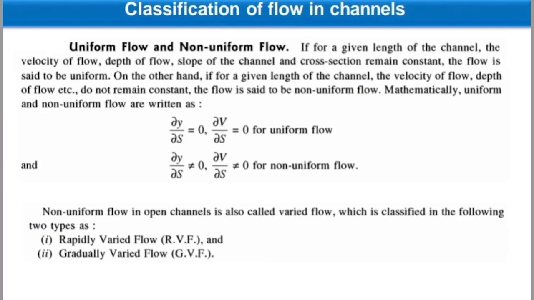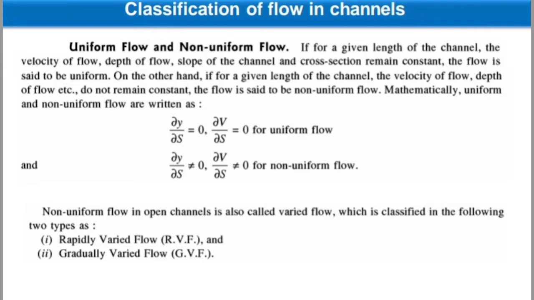Uniform flow and non-uniform flow. If for a given length of channel, the velocity of flow, depth of flow, slope of the channel and cross section of the channel remain constant, then the flow is said to be uniform. If the velocity, depth, slope and cross section do not remain constant, then the flow is said to be non-uniform.